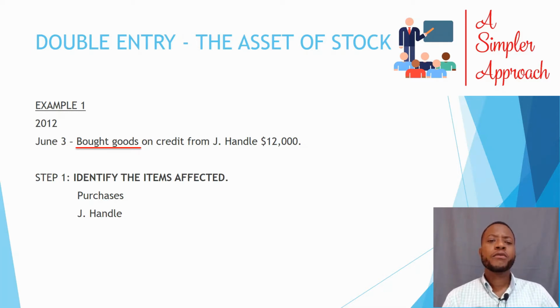On credit from J. Handel. Now in our previous video, we spoke about those two words, on credit. Whenever you see on credit, it means you owe for it, which means there's a liability going on right here. And when there's a liability, you open the account for the individual that the item was purchased on credit from. Therefore, the two items affected here are purchases and J. Handel. Cool?